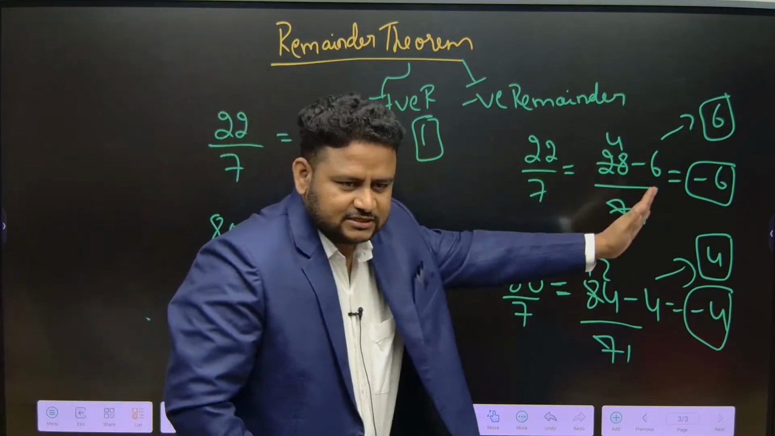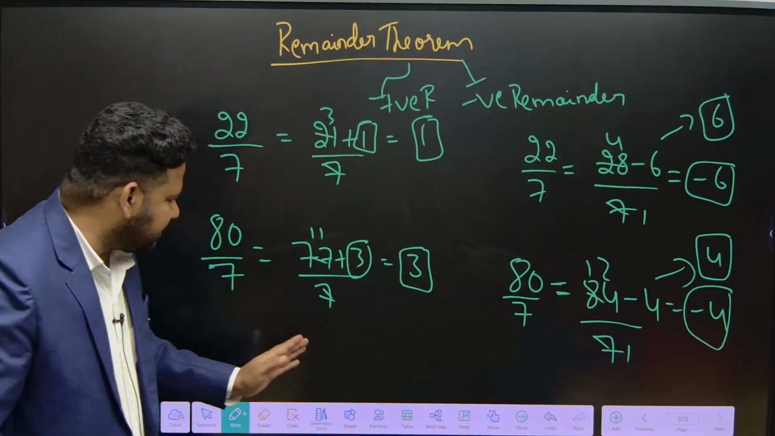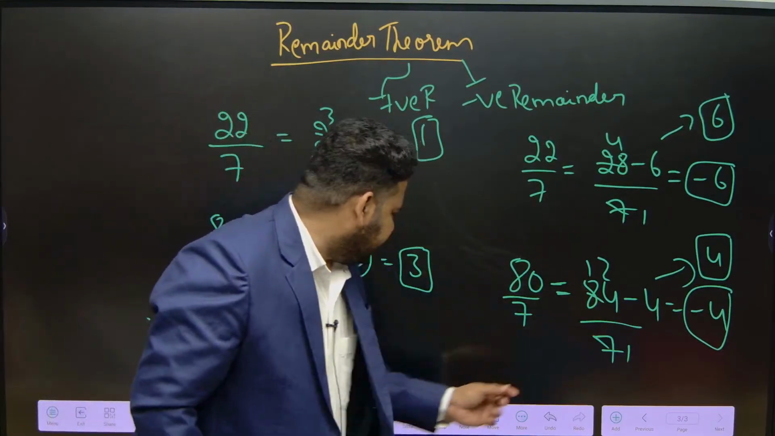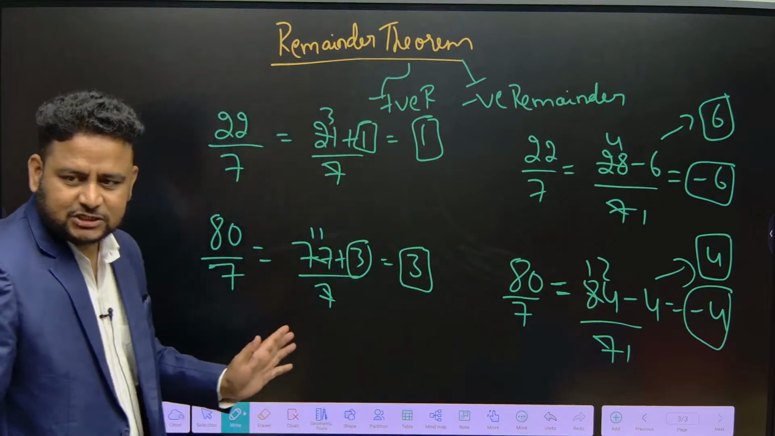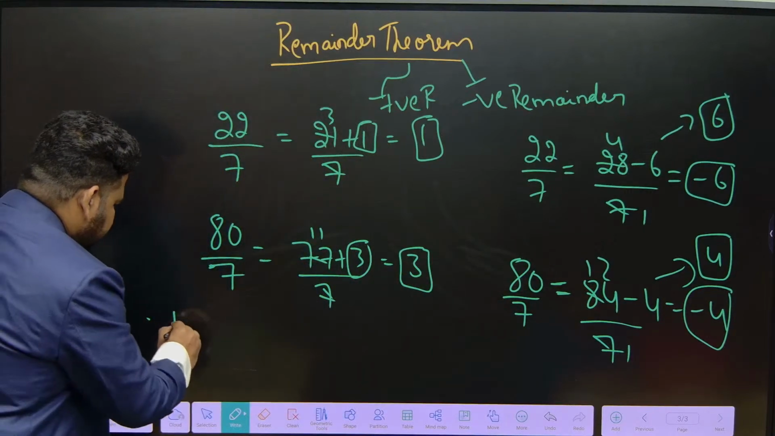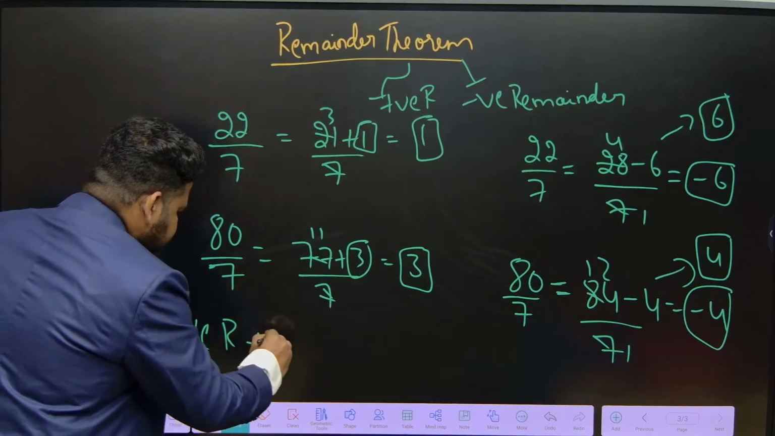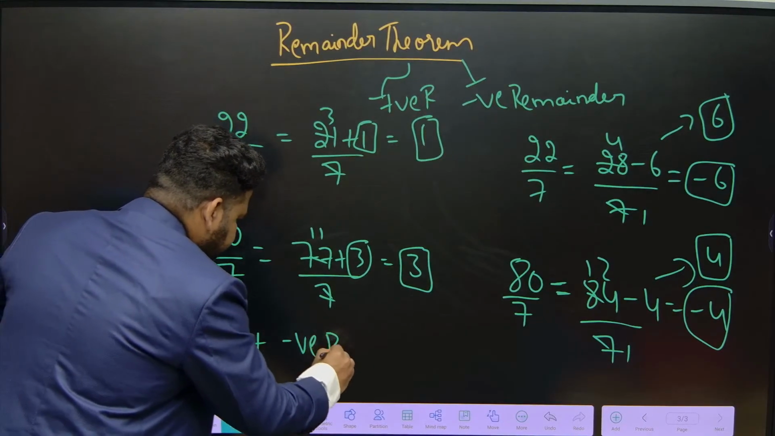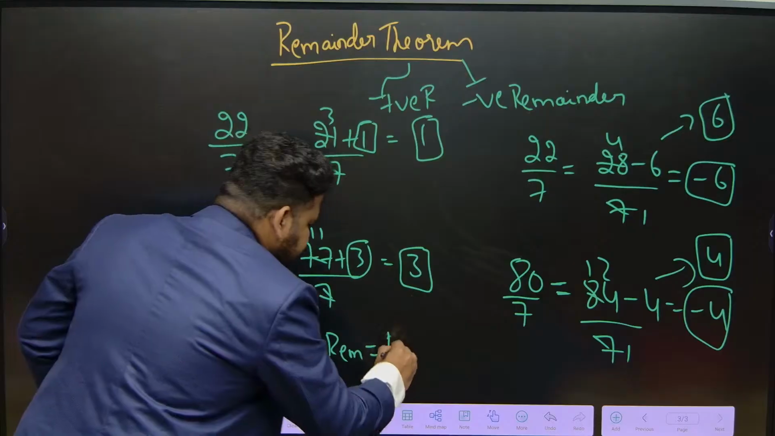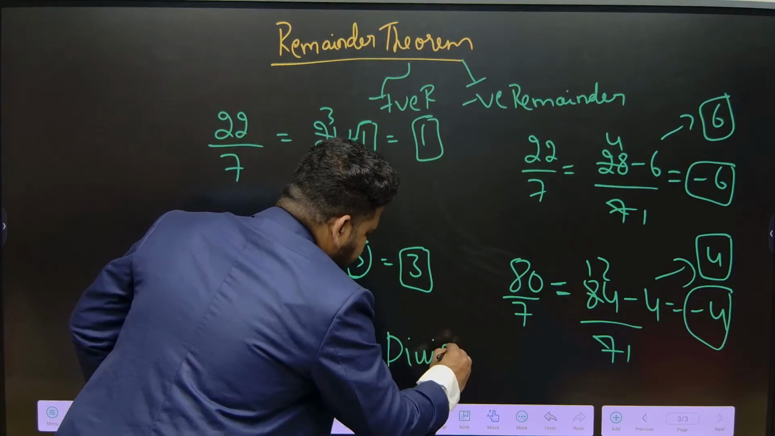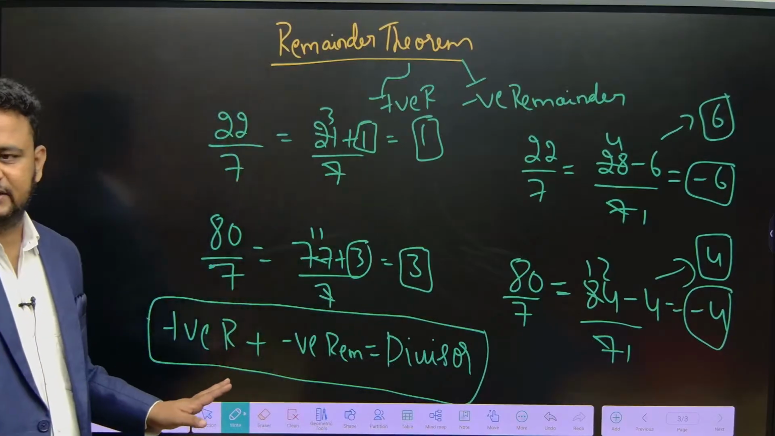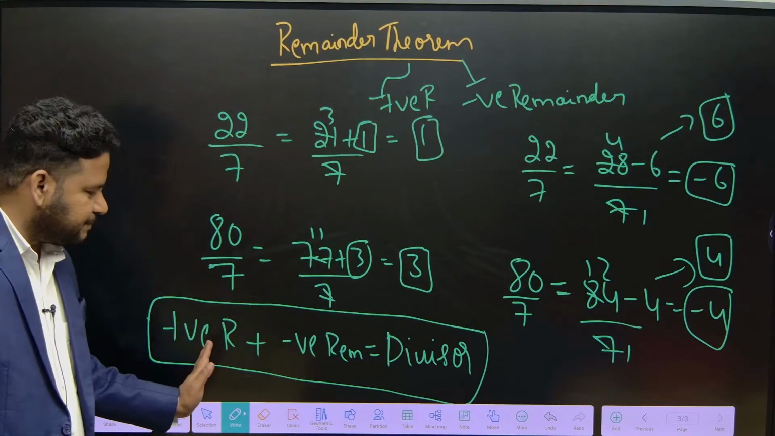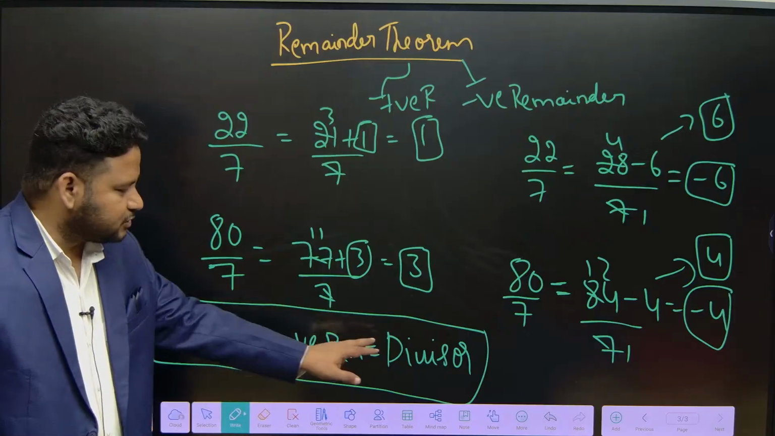1 plus 6 is equal to 7. Here, see 3 and 4, and here there is 7. So 3 plus 4 is equal to 7. That means what? Observe here: positive remainder plus negative remainder is equal to divisor. Very important relation. Okay. Positive remainder plus negative remainder is equal to divisor.